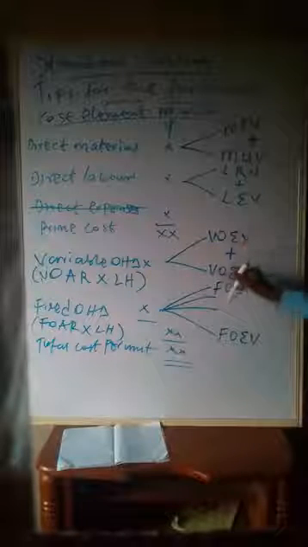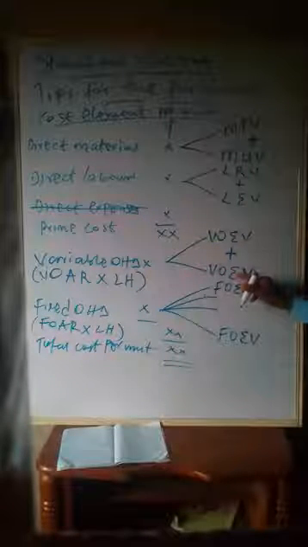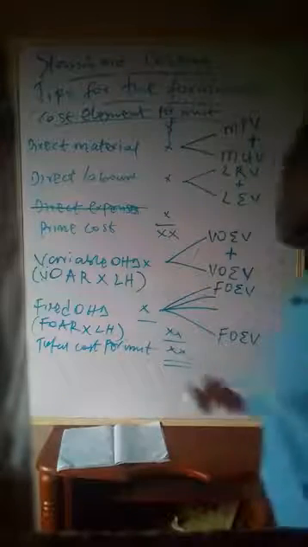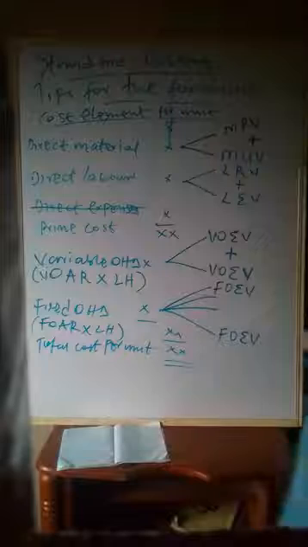Okay, I've omitted something here. Variable overhead expenditure variance plus variable overhead efficiency variance gives us total variable overhead cost variance. These ones together give us total direct labor cost variance. This one gives us total direct material cost variance.